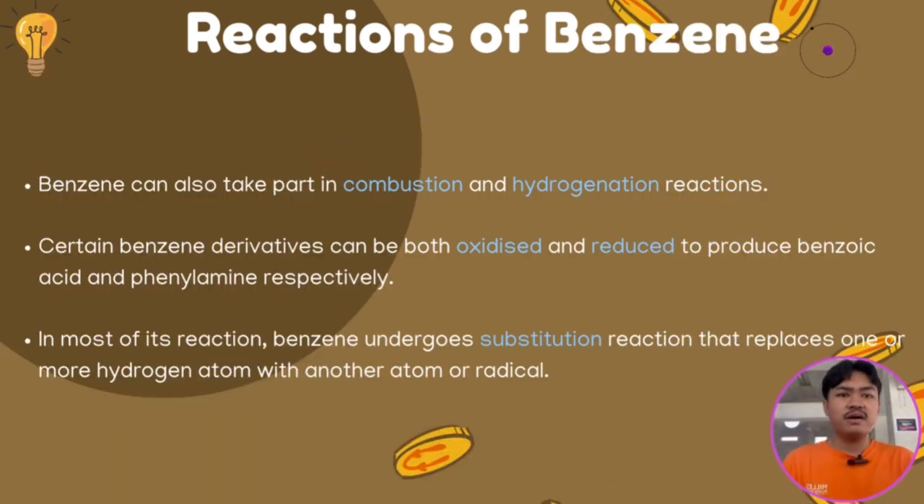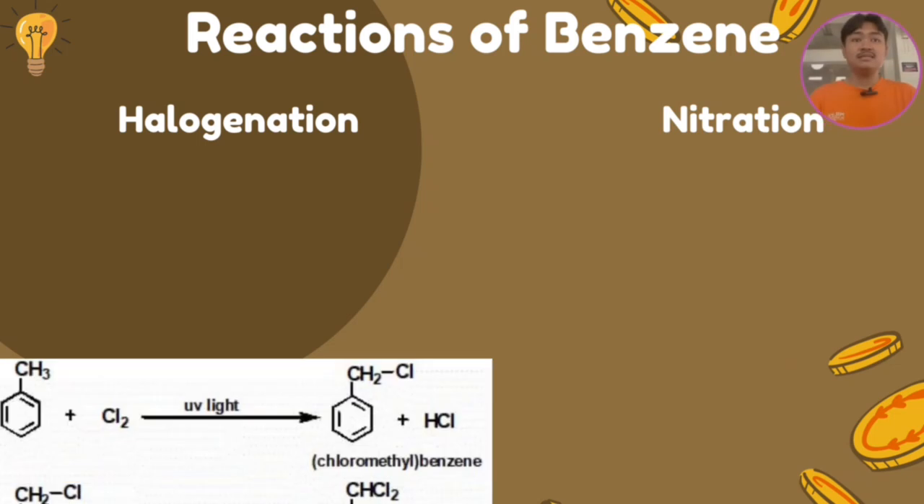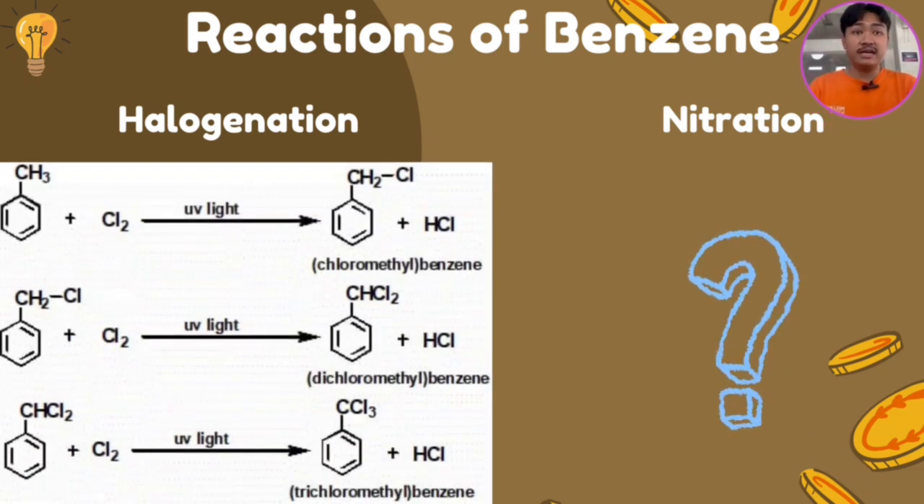Benzene can also take part in combustion and hydrogenation reactions. Certain benzene derivatives can be both oxidized and reduced to produce benzoic acid and phenylamine respectively. Next, we are going to look at the types of reactions, starting with halogenation. Benzene reacts with chlorine or bromine in the presence of a catalyst, replacing one of the hydrogen atoms on the ring by a chlorine or a bromine atom. The reaction happens at room temperature.